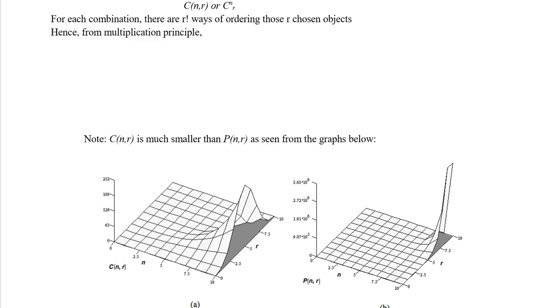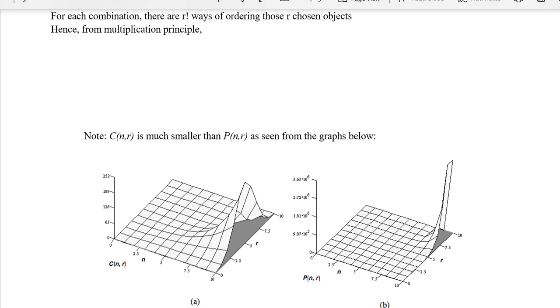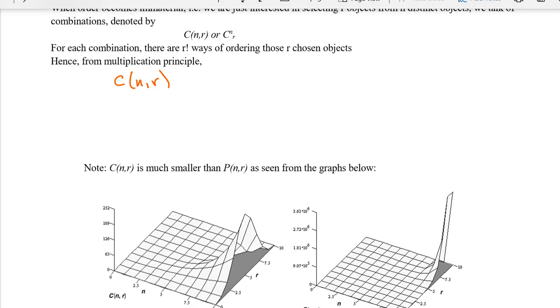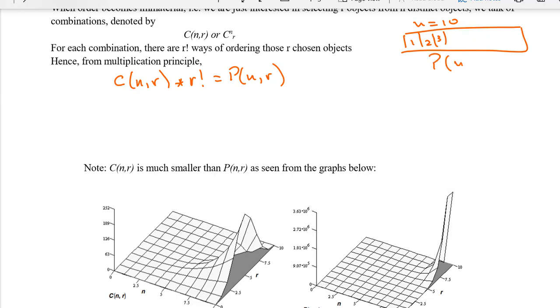And let's see why. C(n, r) times r factorial will give us the permutation. So for permutation, as we've seen in the previous example, we have n equal 10 and we try to select 3 out of 10: first, second, third. So the order matters. What we said for permutation will be n factorial divided by n minus r factorial.